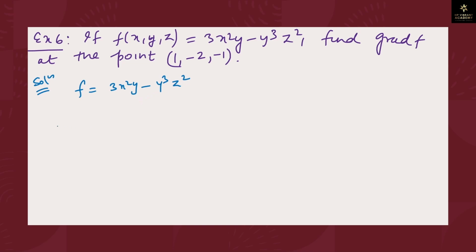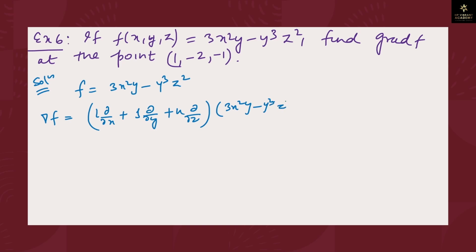Y cube z square. So let us find the gradient of f. The gradient of f, how can we find it? So we have to apply the del operator. The del operator is i del upon del x plus j del upon del y plus k del upon del z. Let us apply this on the scalar. Gradient is always applied on scalar functions. So this is 3x square y minus y cube z square.